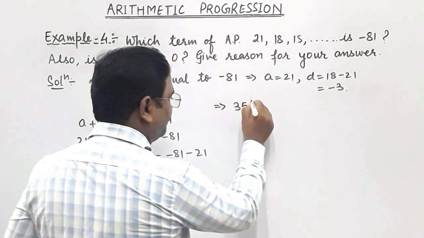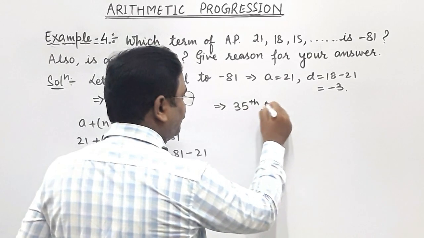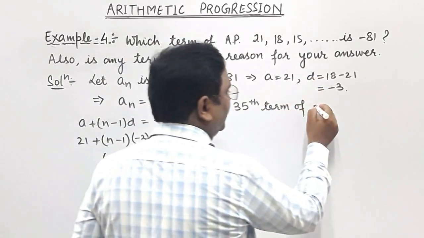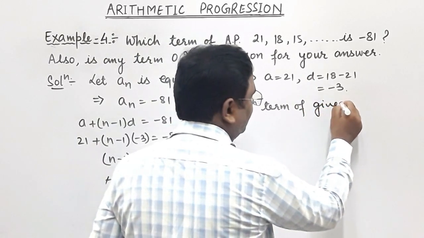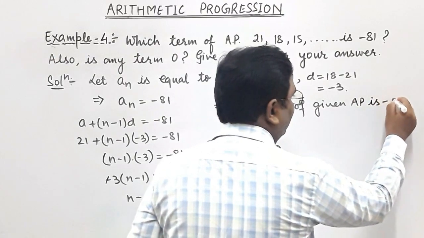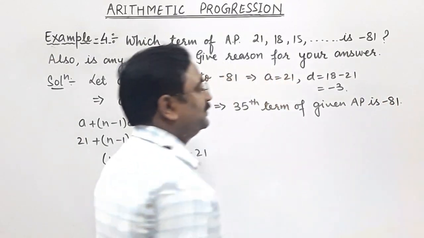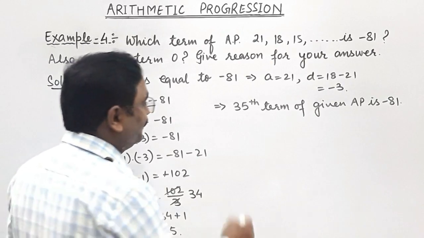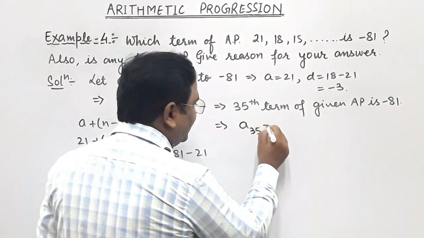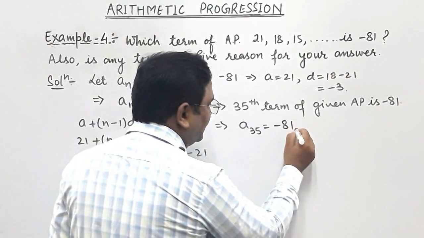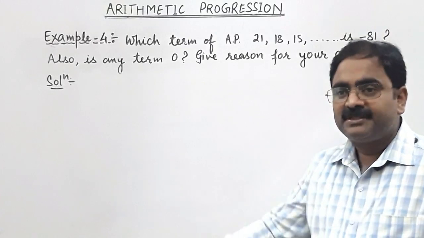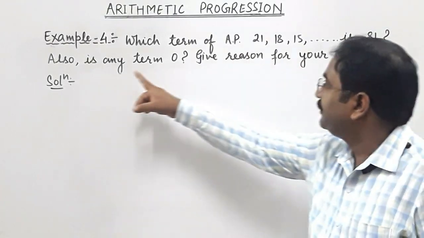35th term of the given AP is minus 81. Right, children? Therefore, it can be said that a35 is equal to minus 81. Any problem? Friends, see the second part of this question.